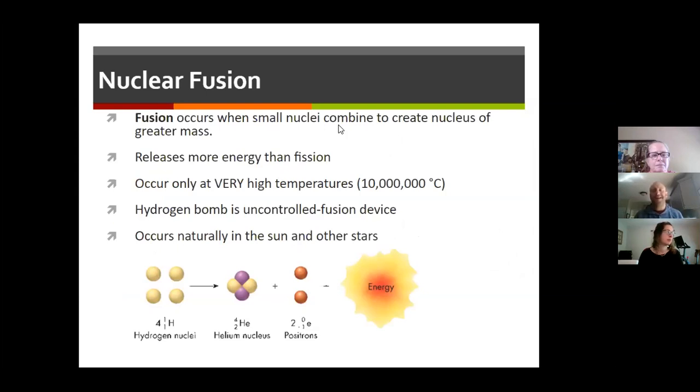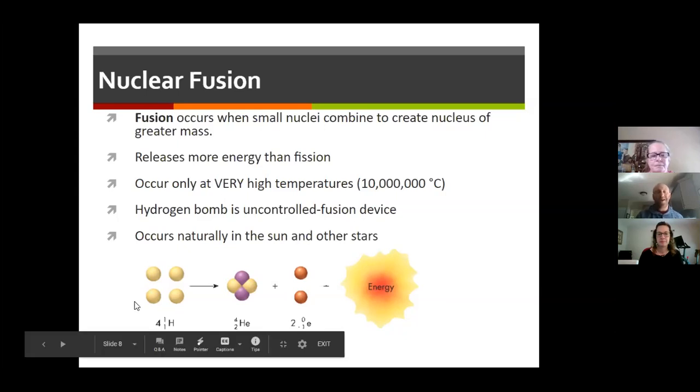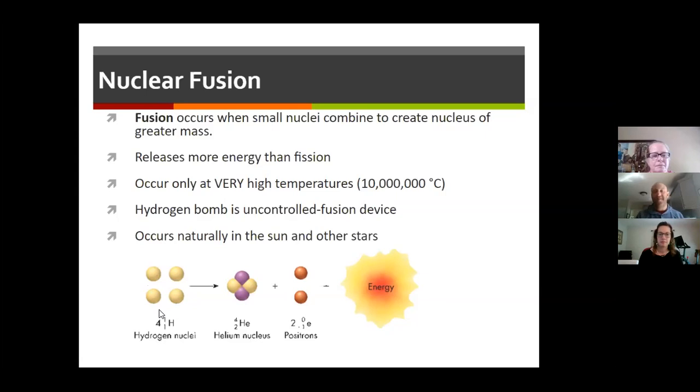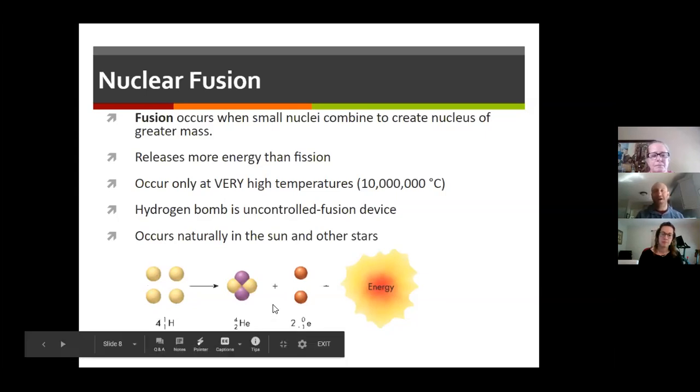So basically, if you look towards the bottom of the slide, you see we start off with 4 hydrogen atoms. And this is a very simplistic diagram. This is a multi-step process, but at the very end, we end up taking those 4 hydrogen atoms and combining them to form 1 helium atom.